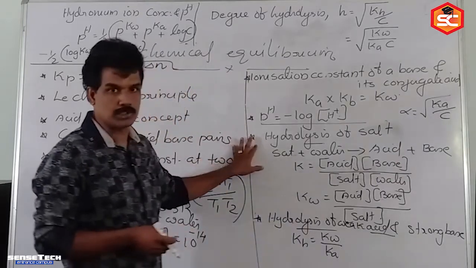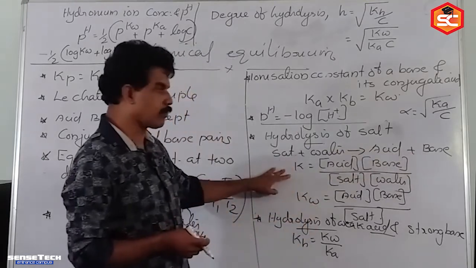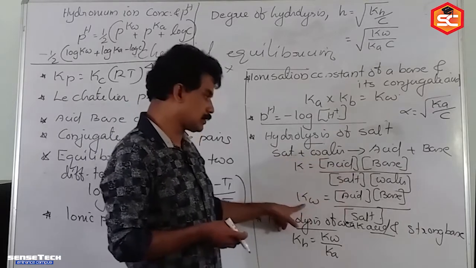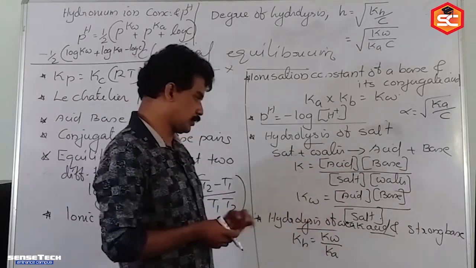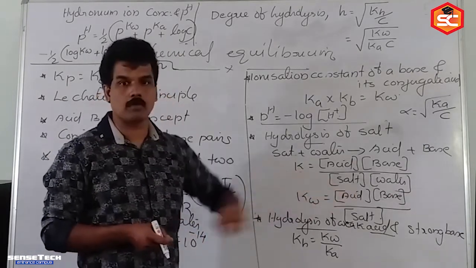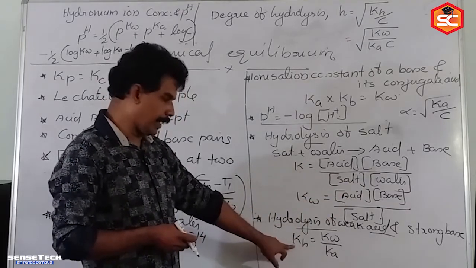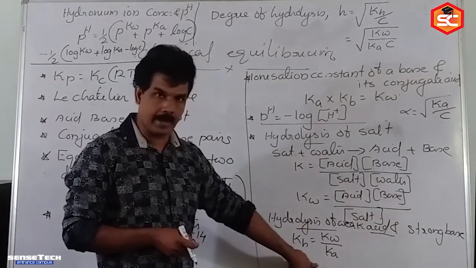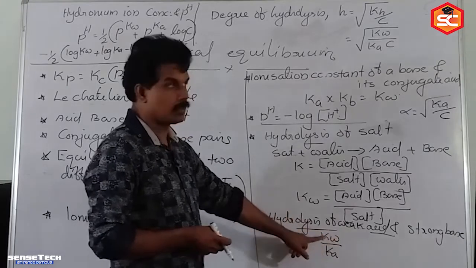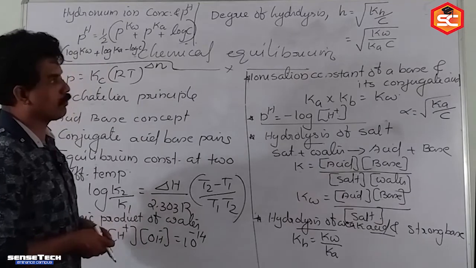Then hydrolysis of salt. Salt when dissolved in water gives an acid and a base. The equilibrium constant is the concentration of product by concentration of reactant. K into water is Kw, acid into base by salt. Then if it is hydrolysis of a weak acid and a strong base, where the acid is weak and the base is strong, then Kh, the hydrolysis constant, is Kw by Ka. Ka means the ionization constant of the weak acid in water. So the degree of hydrolysis, h, is equal to root of Kh by C.